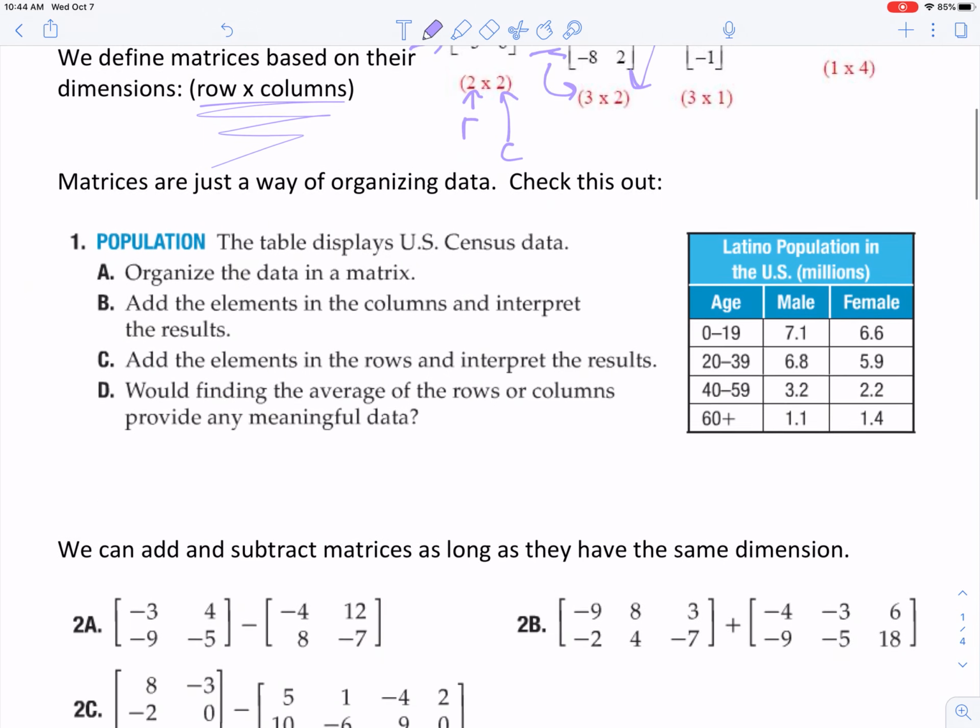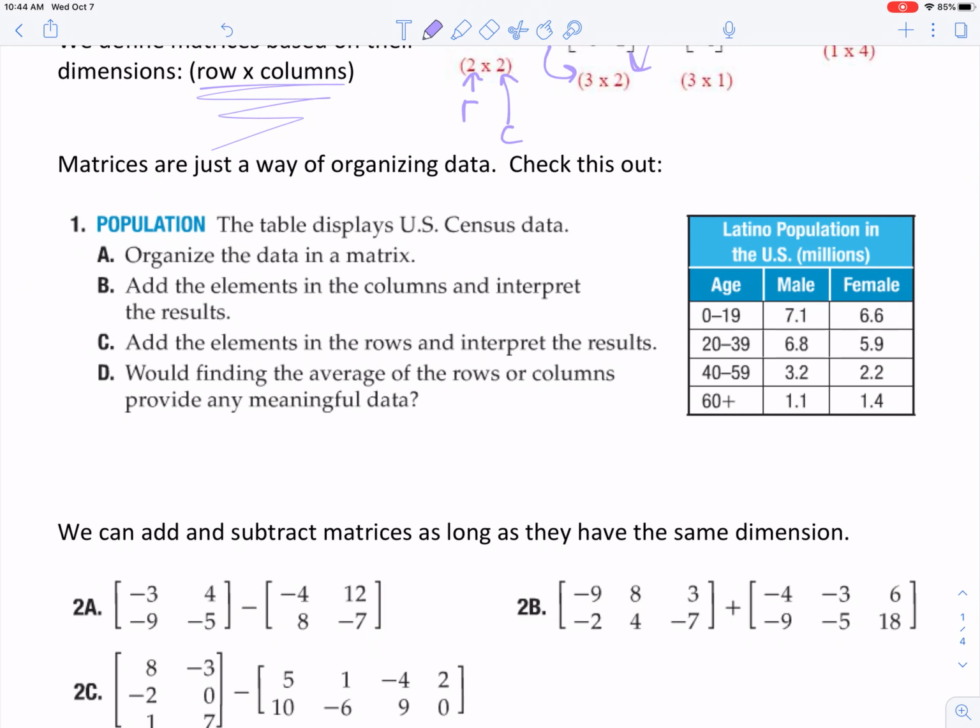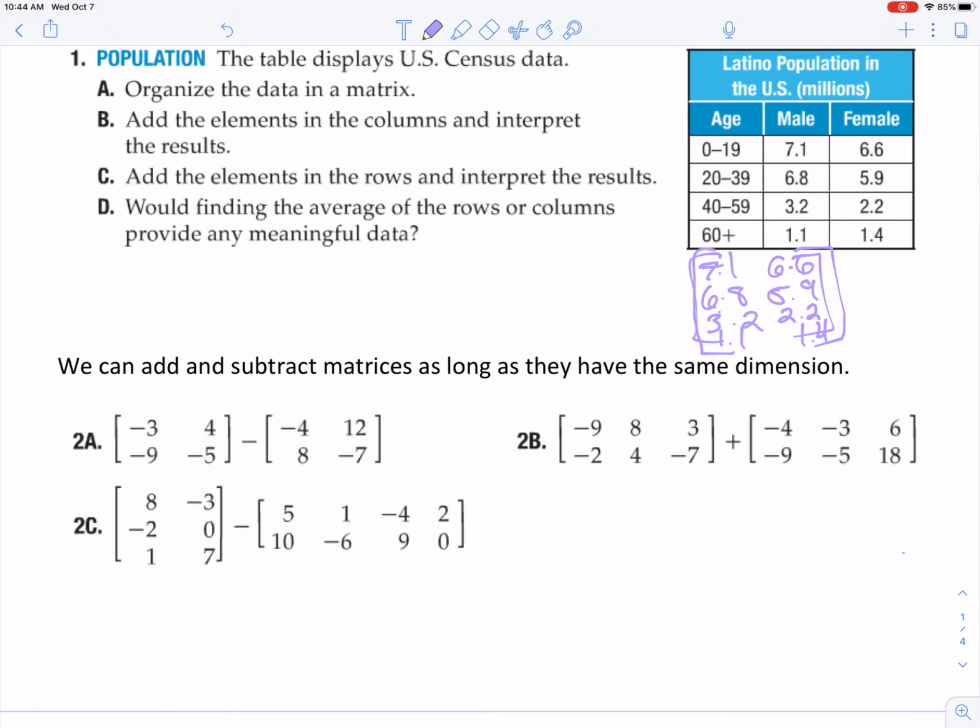So again, we just organize this. If it says to organize the data in a matrix, literally what I'm doing is writing 6.6, 6.8, 5.9, 3.2, 2.2, and 1.1 and 1.4. I didn't quite leave myself enough room. Usually you should wait to draw your brackets until after you write all the data. So the cool thing is then you can add, subtract, do different things to the rows and columns.